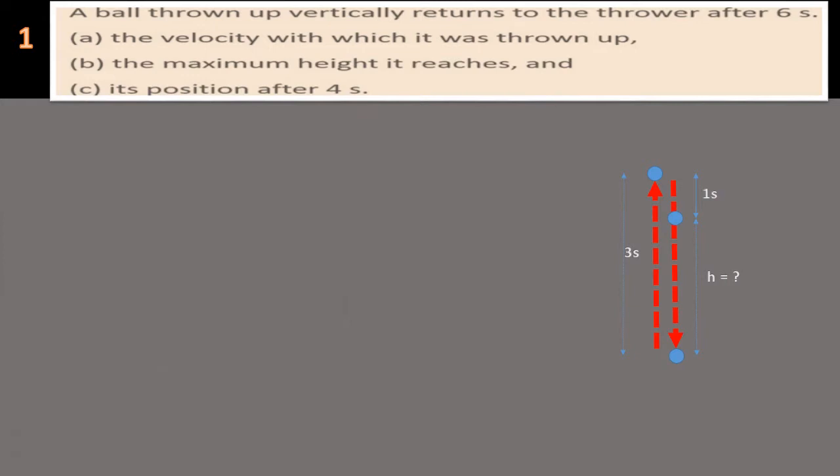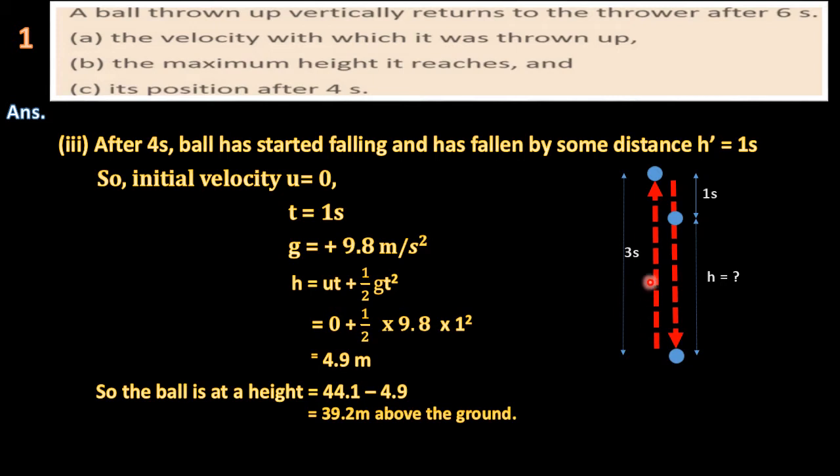Now let us look at the third part of the question. Same question: its position after 4 seconds. We know, children, that the ball which was thrown vertically upwards reached the thrower after 6 seconds. So after 3 seconds, where was the ball? The ball was at the maximum height. The time taken by the ball to reach the maximum height is 3 seconds. So what we have to calculate is the position of the ball after 4 seconds. So after 4 seconds, how far is the ball from the ground? That is the one we have to calculate.